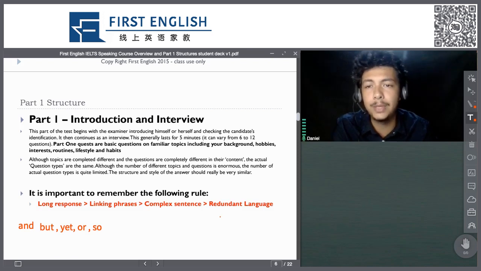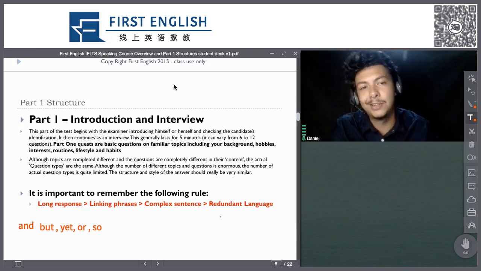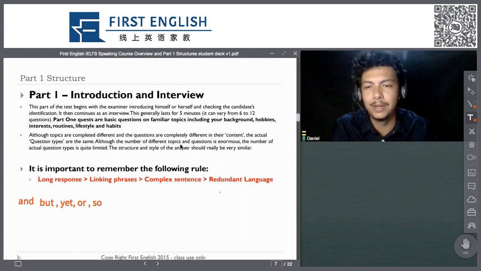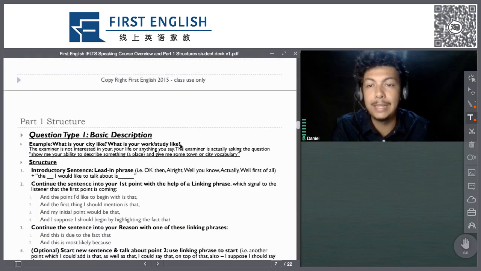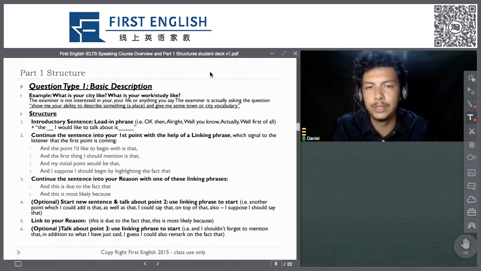But I'll be giving you a host of linking phrases and examples of what to use in your answers so that you can look into the structure of each question type and provide the appropriate answer for each question that you get asked. Okay, so on that note, let's jump into the first question type, which is going to be basic description type questions.